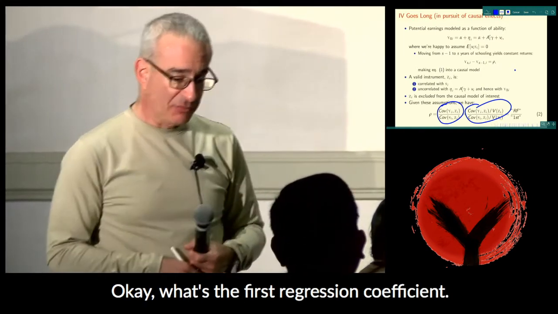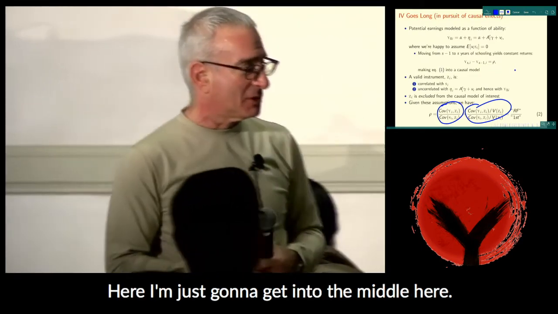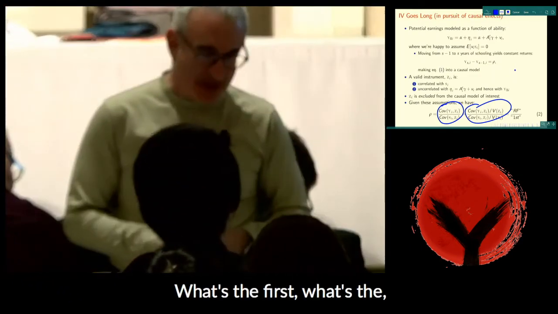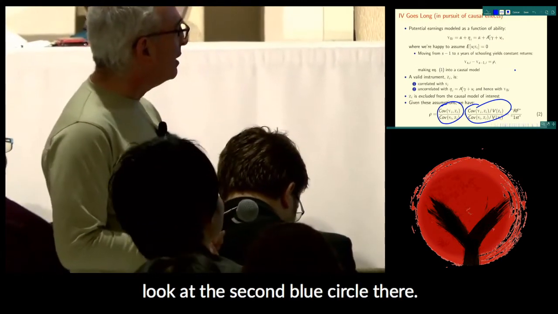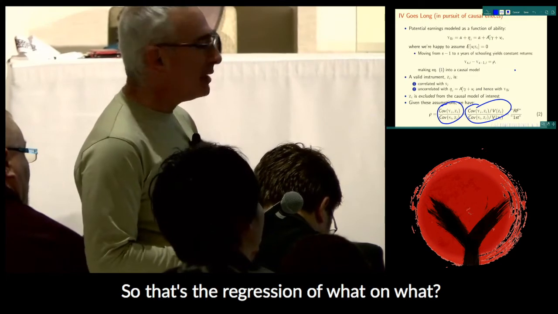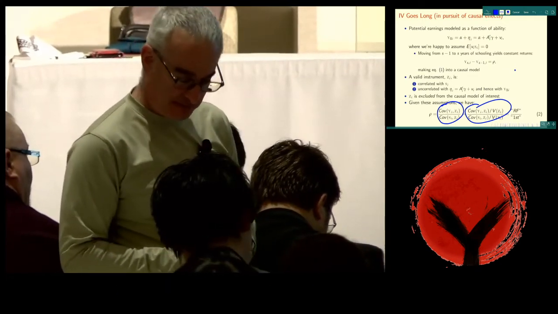Okay, what's the first regression coefficient? Here, I'm just going to get into the middle here. Look at the second blue circle there. Do you see that? Cov YZ. So that's the regression of what on what?